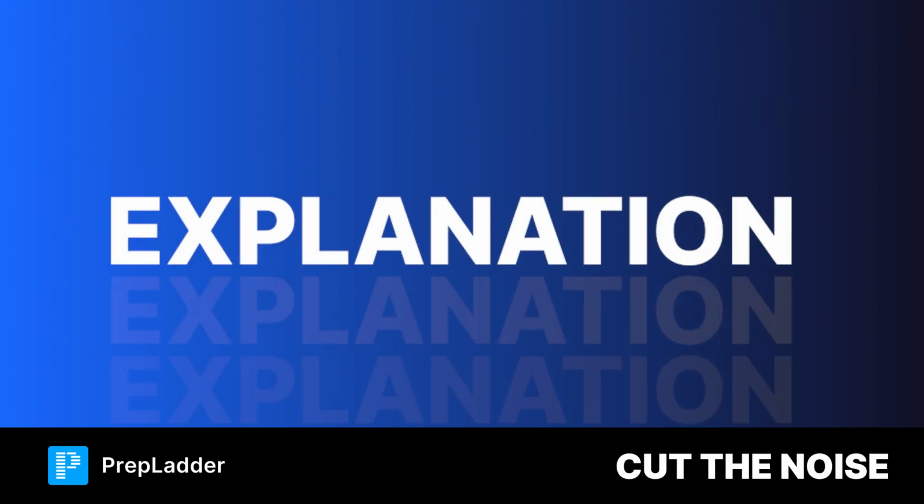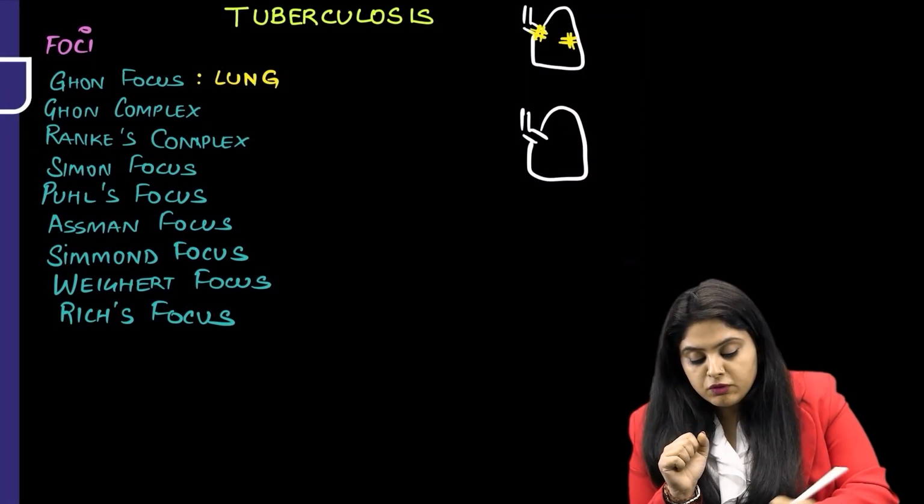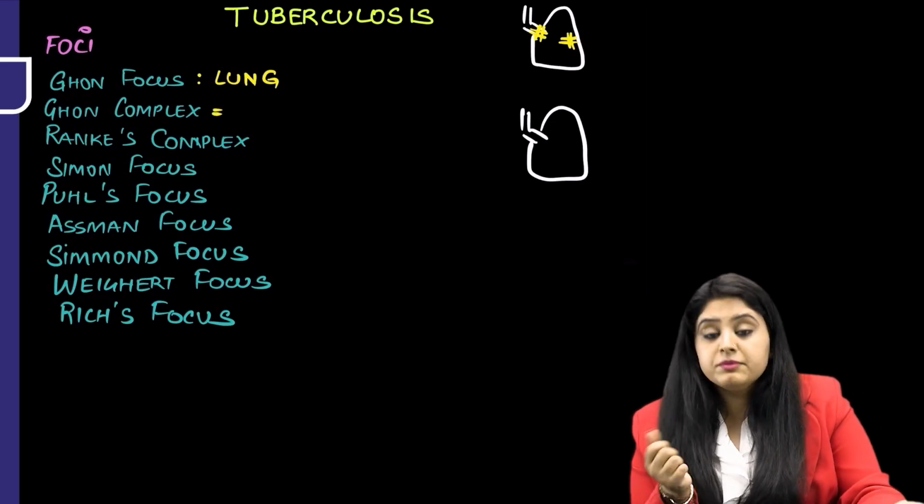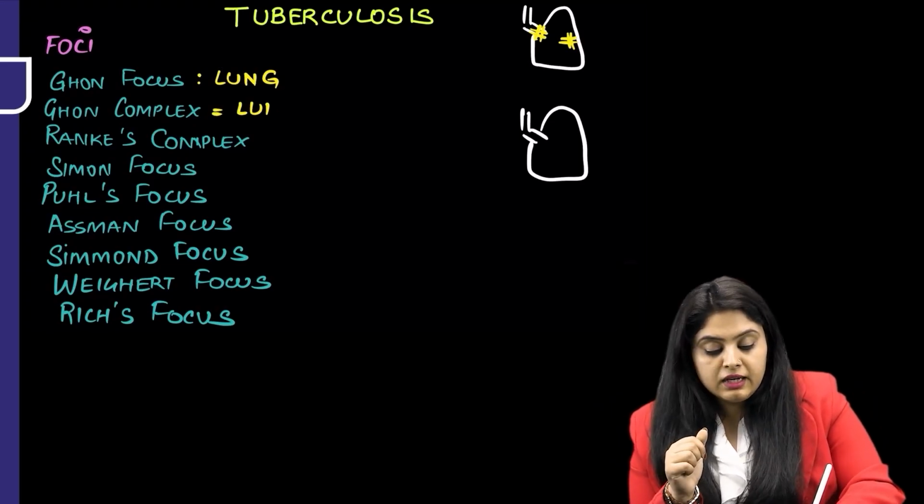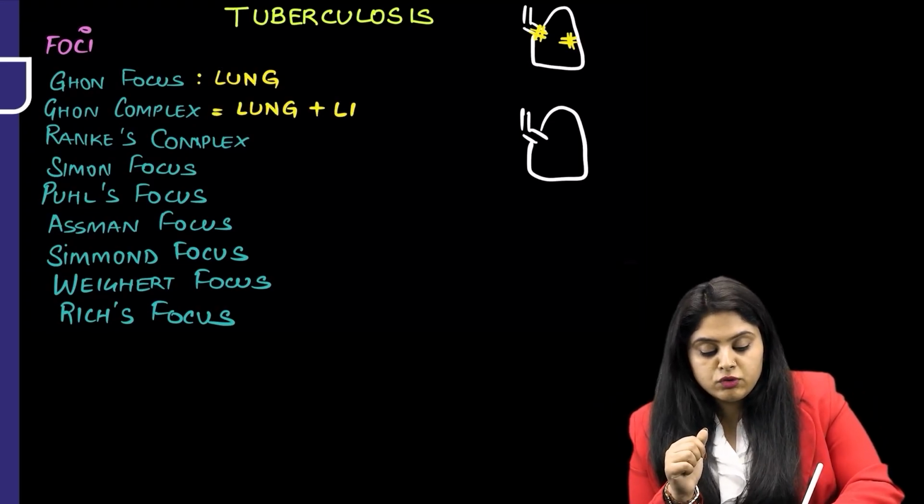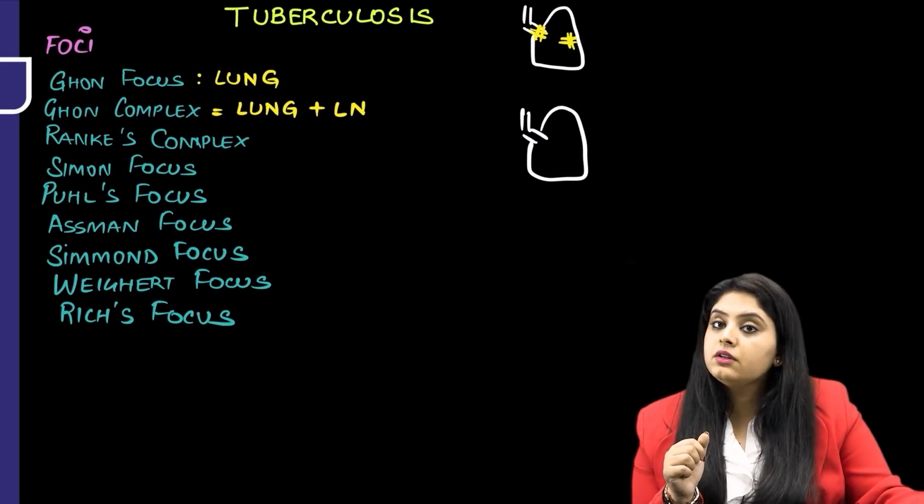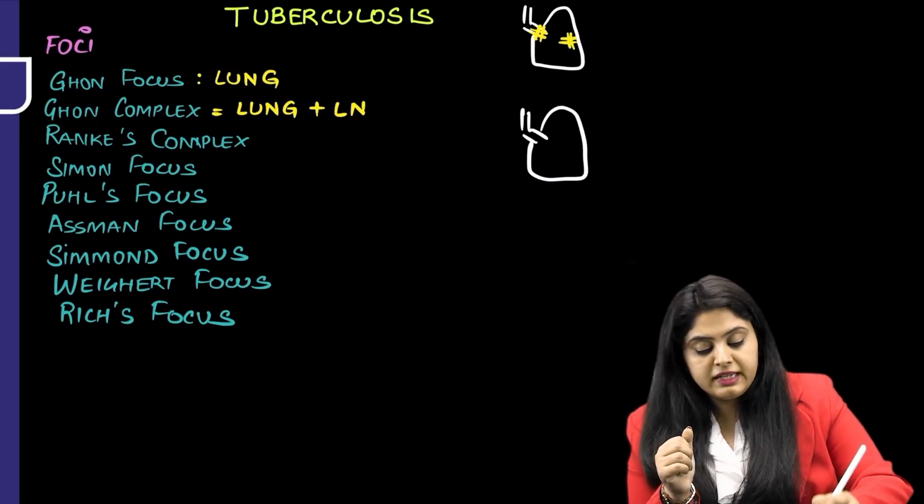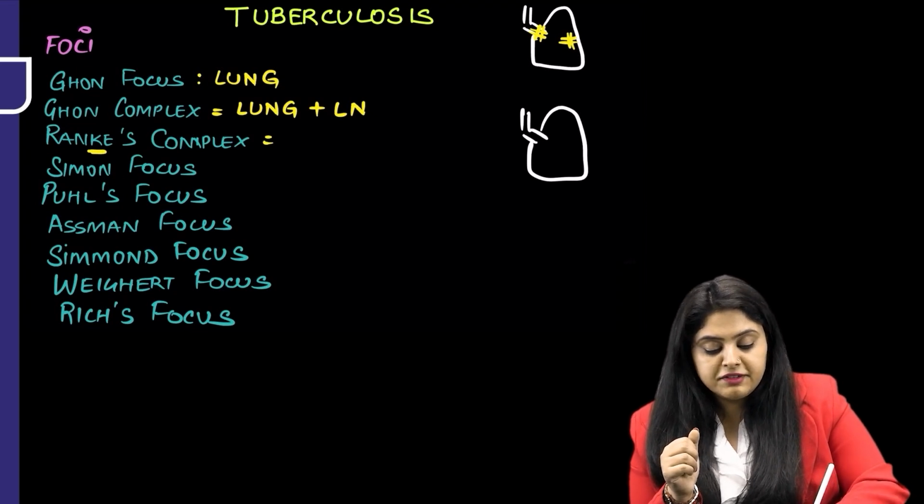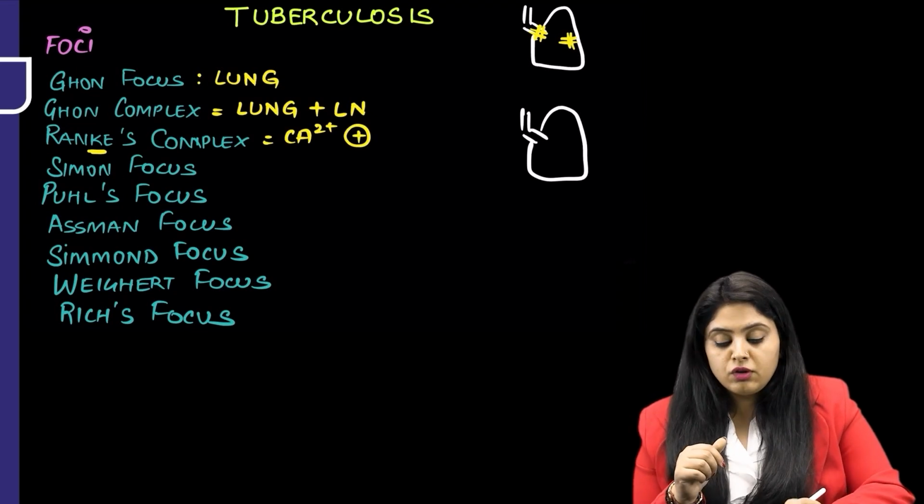Here's the explanation. With the lung, if the lymph nodes are also affected, then it becomes a complex. Next, what is Ranke's complex? In this, if Ranke calcification occurs, that becomes Ranke's complex. So simple.